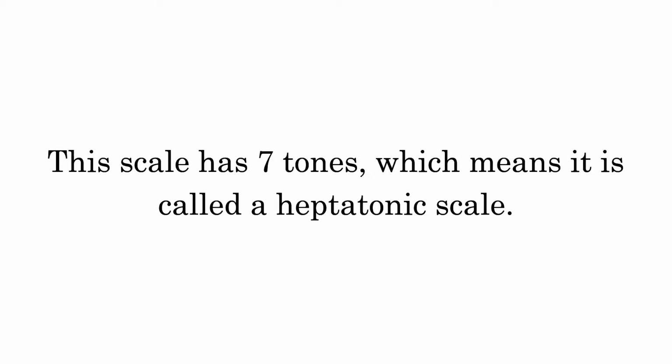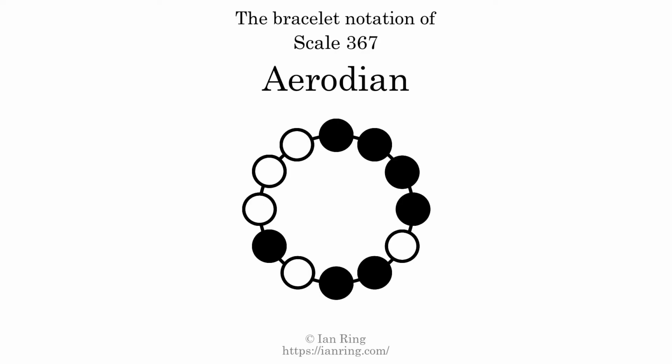This scale has 7 tones, which means it is called a heptatonic scale. This is a bracelet notation diagram of scale 367. The shaded circles represent tones that appear in the scale, and they are read clockwise, starting at the top.